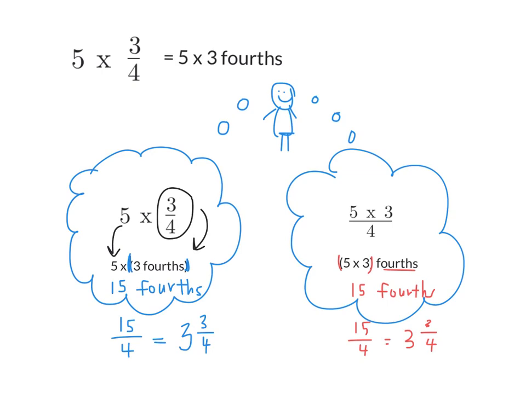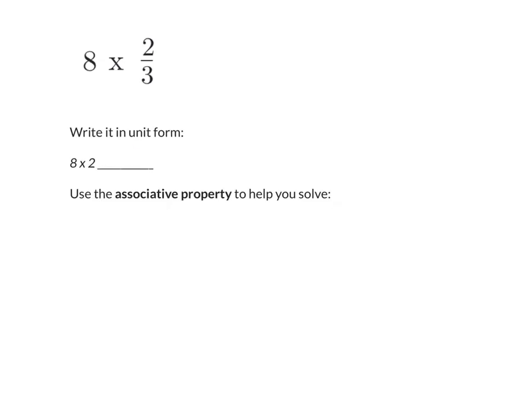But the second way, the 5 times 3 is what's in the numerator, and the fourths tells me what's in the denominator. It tells me the units. Okay? So we have 8 times 2 over 3. Go ahead and write that down. 8 times 2 over 3.